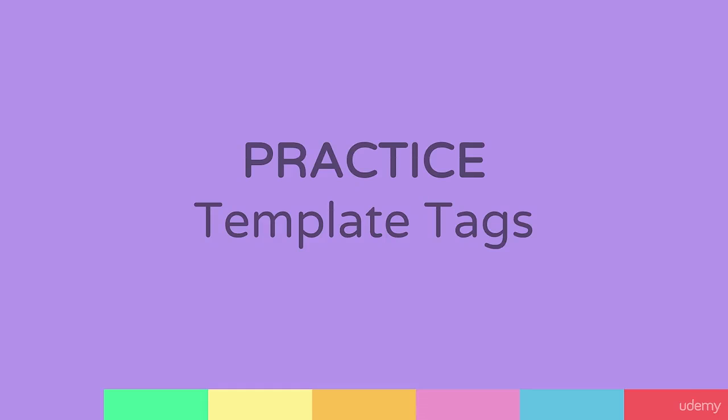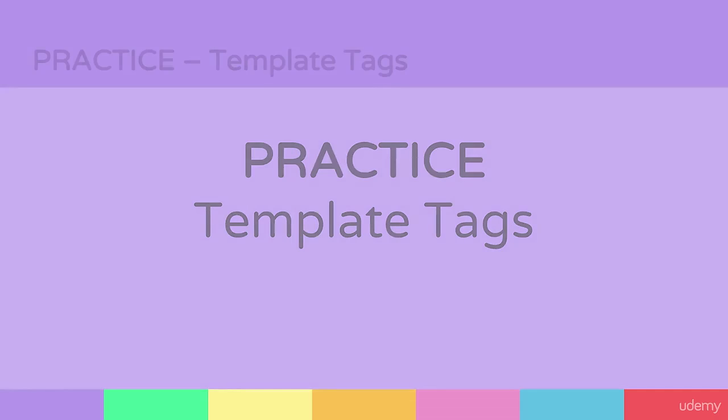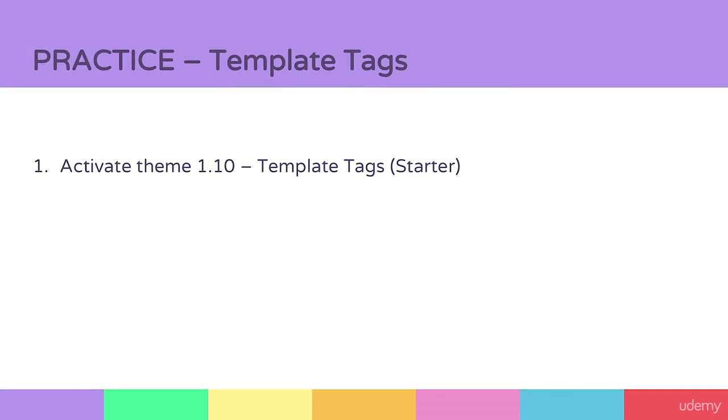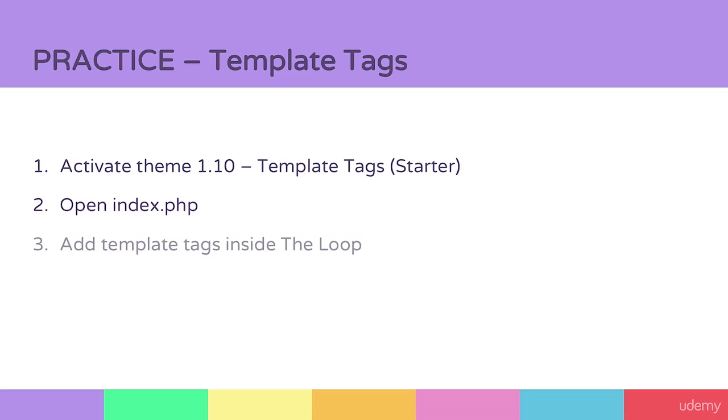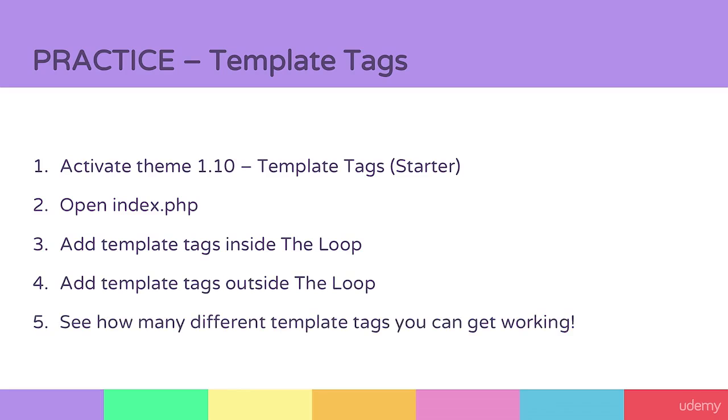Now that we've learned what template tags are at a basic level and taken a look at a few example ones, let's go ahead and see what we could implement in terms of applying them into a theme. So here's the practice. Go ahead and activate the 1.10 template tags starter theme, open up the index.php, and add whatever template tags you can inside of the loop and outside of the loop, and just see how many different template tags you can get working.